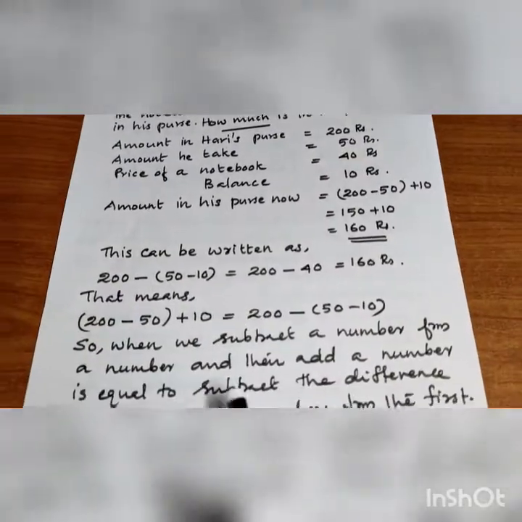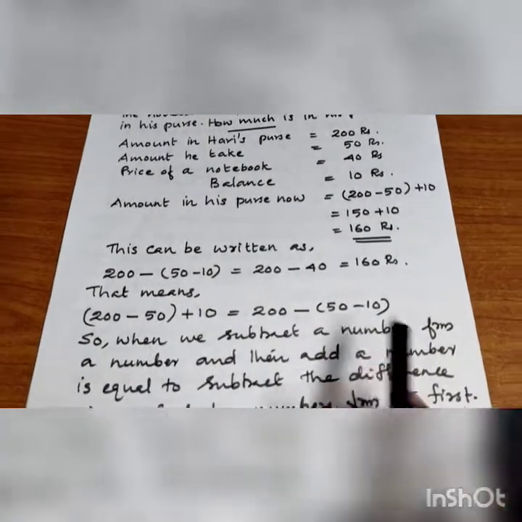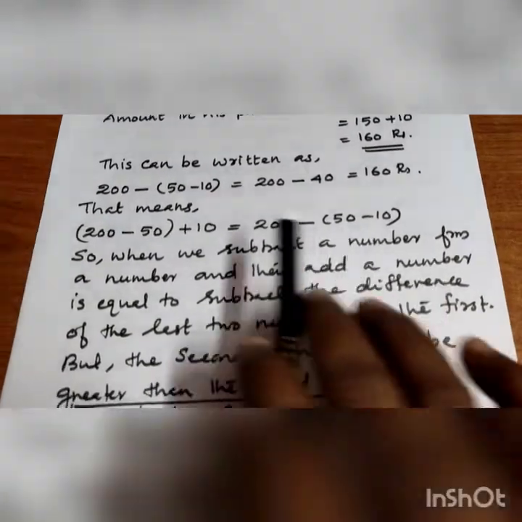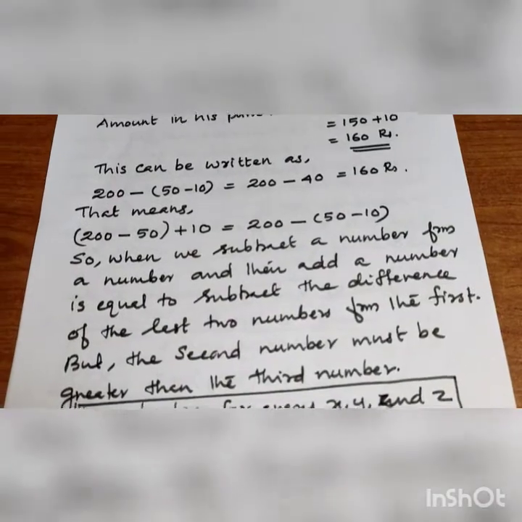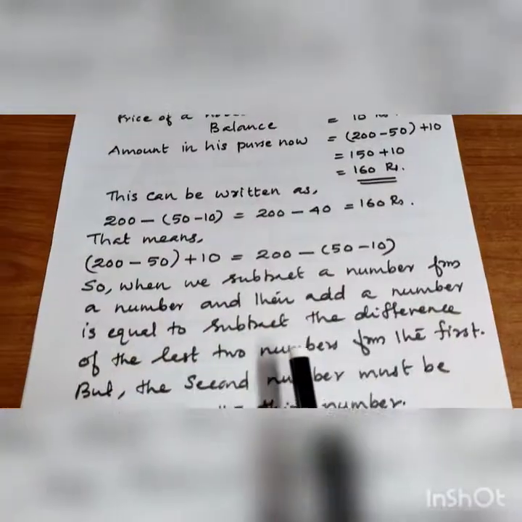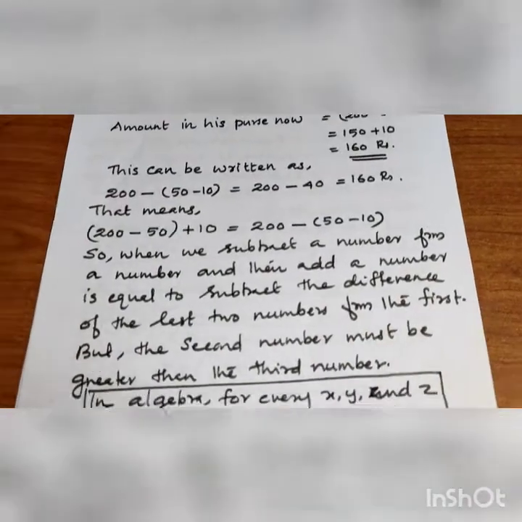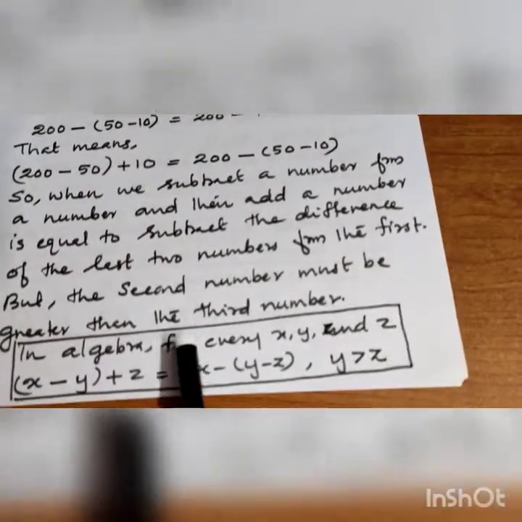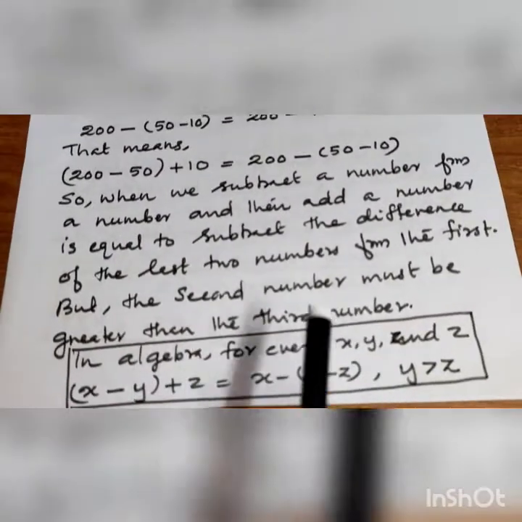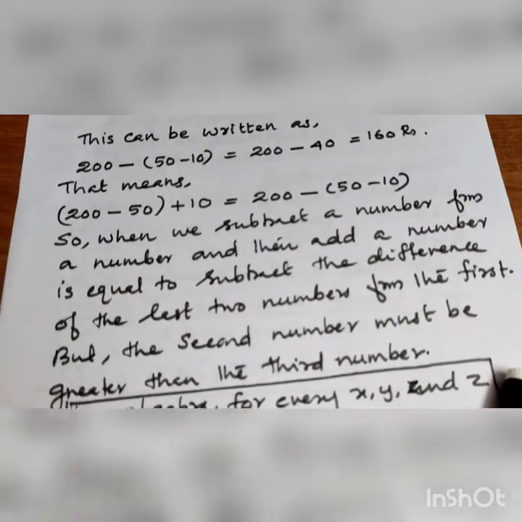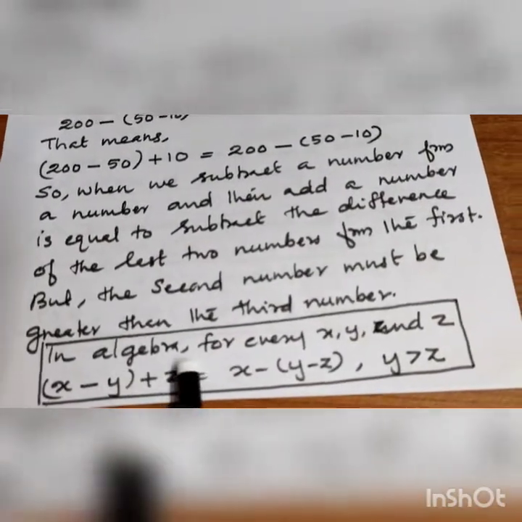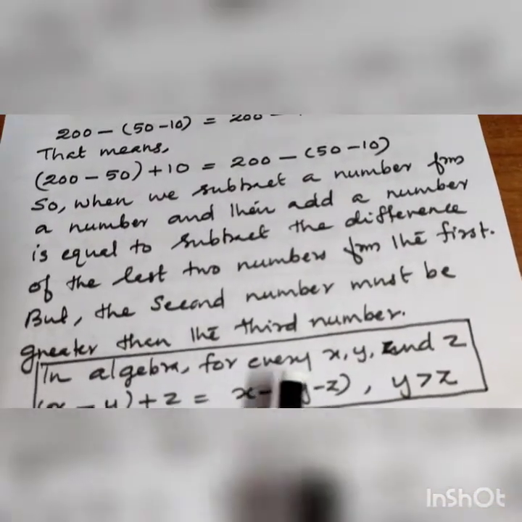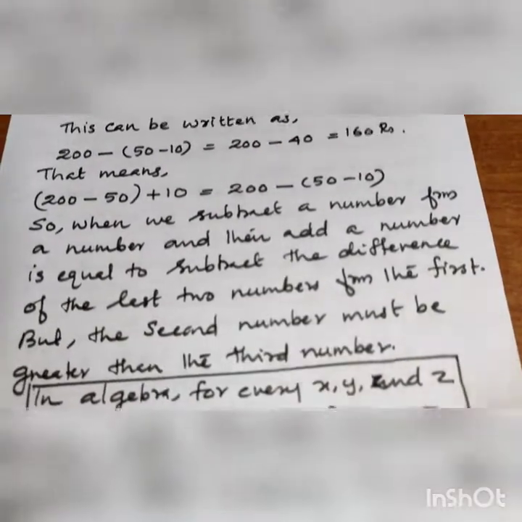200 minus 40. Both are equal. So, when we subtract a number from a number and then add a number, it is equal to subtracting the difference of the last two numbers from the first. But one thing to remember, the second number must be greater than the third number. Then only we can find the difference. Therefore, in algebra, if x, y, z are the numbers, then x minus y plus z, first subtract y from x, then add z, is equal to x minus (y minus z) when y is greater than z.